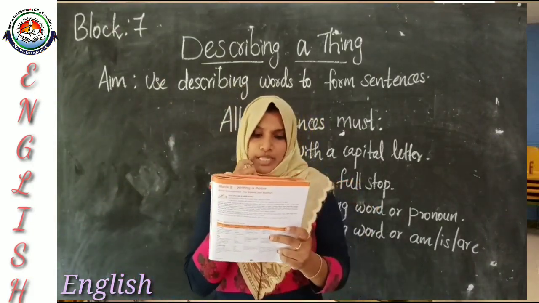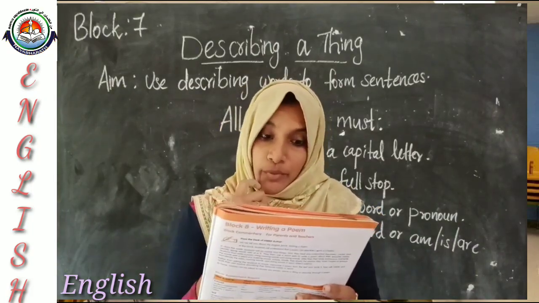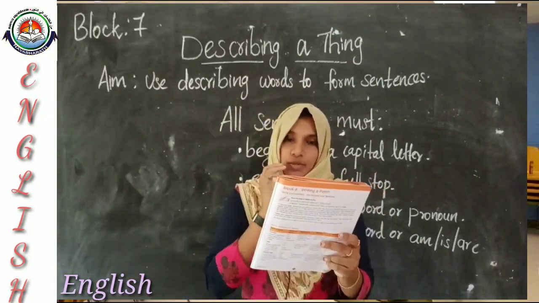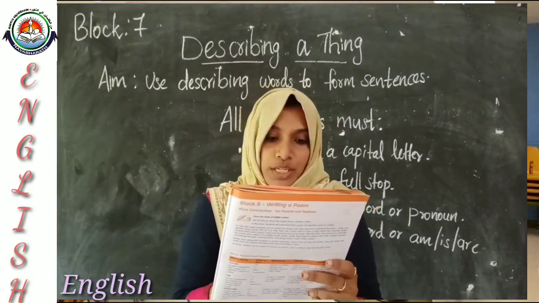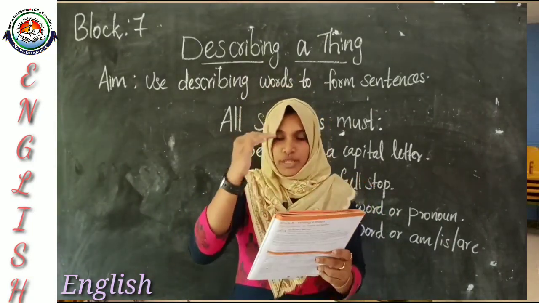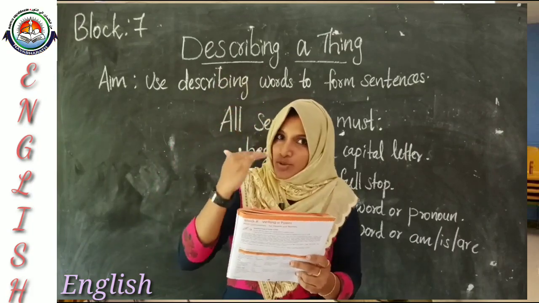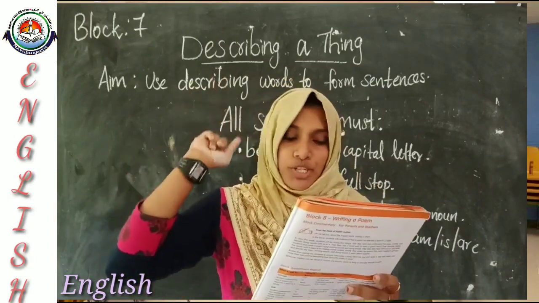Then, proper naming words begin with a capital letter. Is it correct? Yes, it is true. Proper naming words always start with a capital letter. Here is one example, the trees are Pranav's friends. So the word Pranav is the name of a person, the name of a boy. So it is a proper noun, it will start with a capital letter. So put a tick mark.